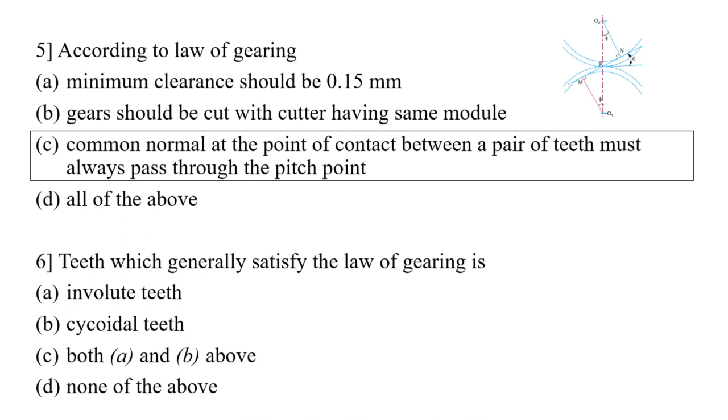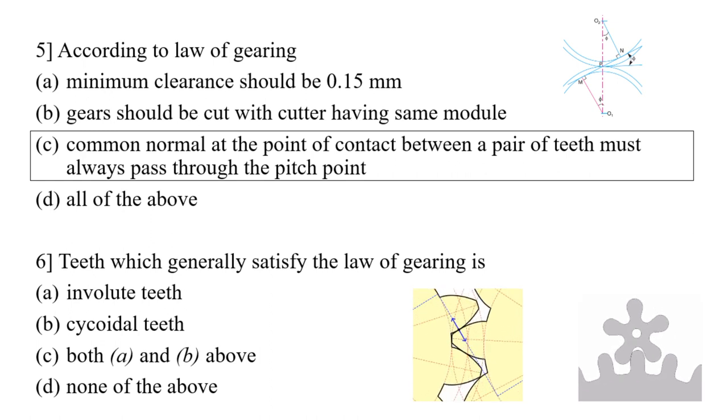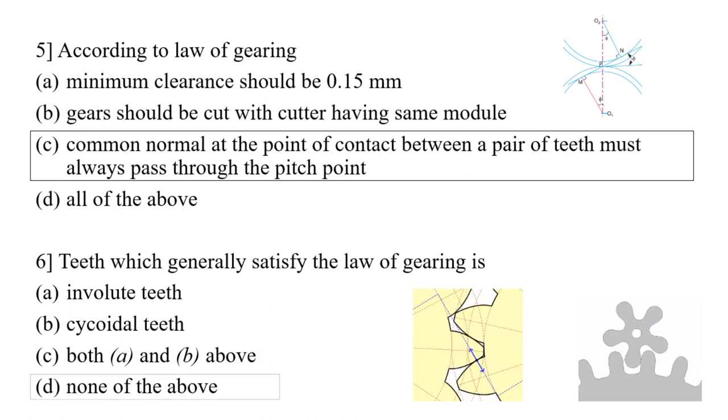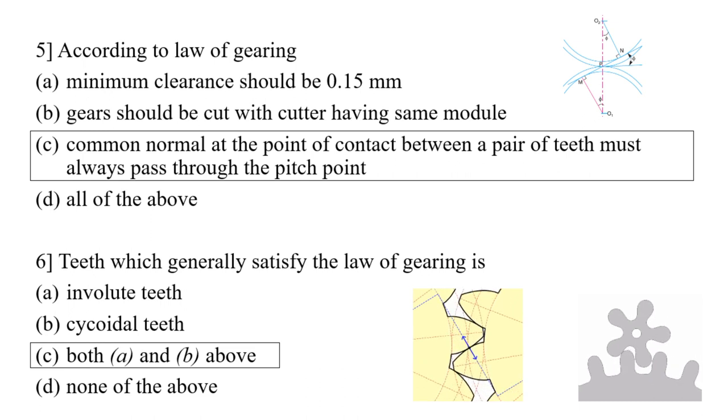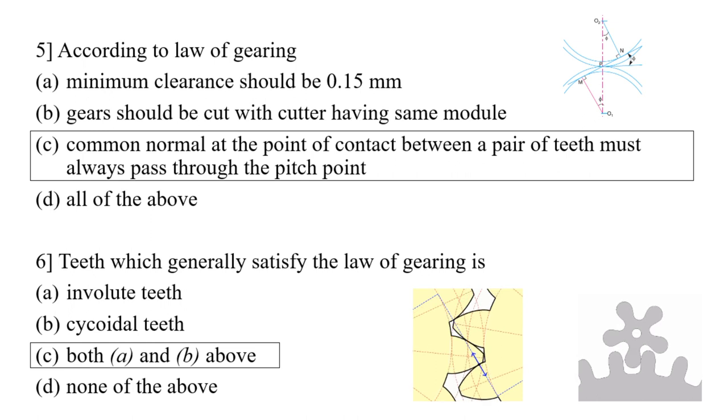Next, the teeth which generally satisfy the law of gearing: two types of profile we have seen, involute tooth profile and cycloidal tooth profile. Now which teeth generally satisfy this law of gearing? So this is cycloidal and this is the involute gear tooth profile. Both types of tooth profiles satisfy this law of gearing. That's why we are using both of these types of gears.